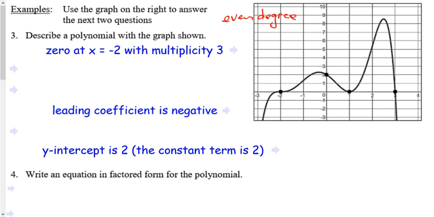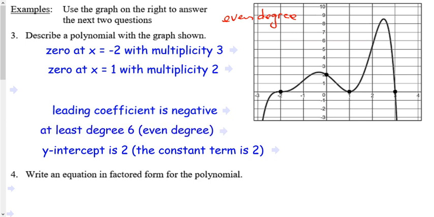So tell me about this one. What's the multiplicity? Yep, there we go. So we have a 0 at x equal 1 with a multiplicity of 2. So at least a degree of 6. Did I put that here? Yeah, so that's where I put the even degree. Has to be at least degree 6. Would be better if we talked about this other multiplicity first.